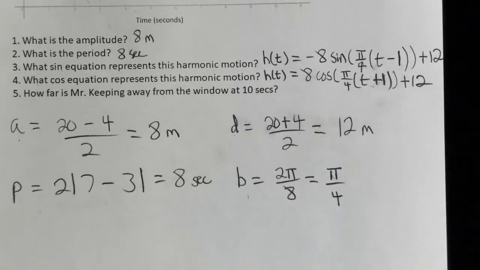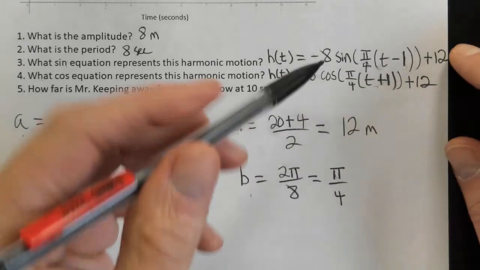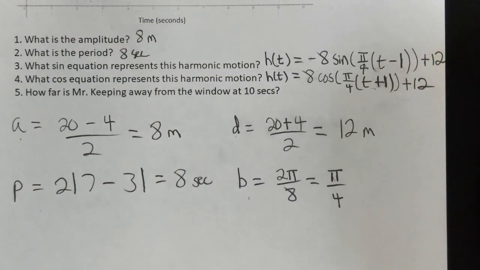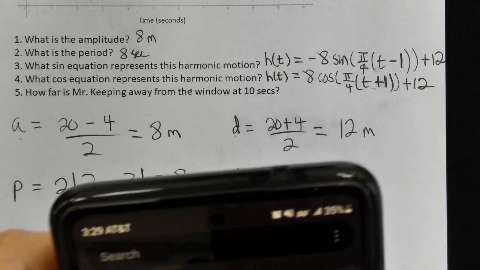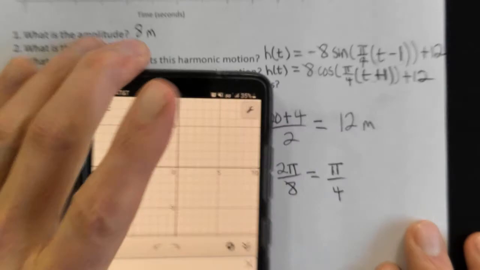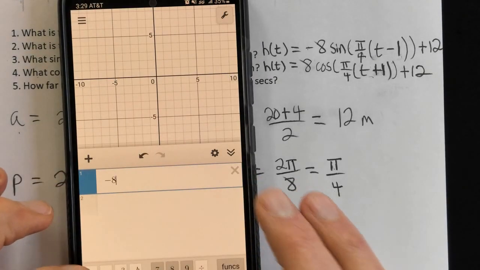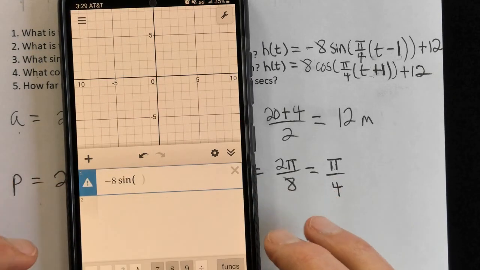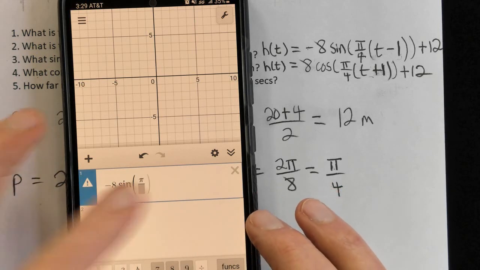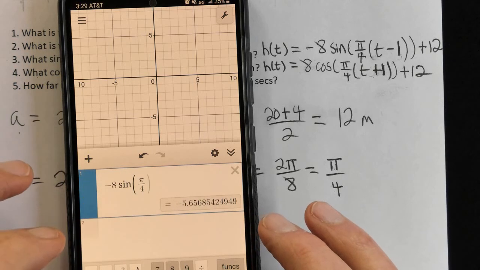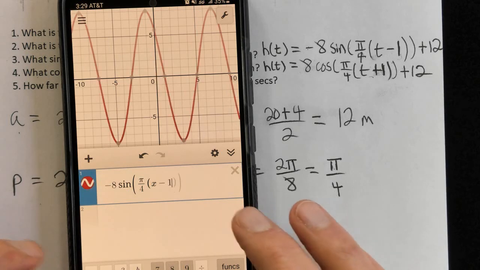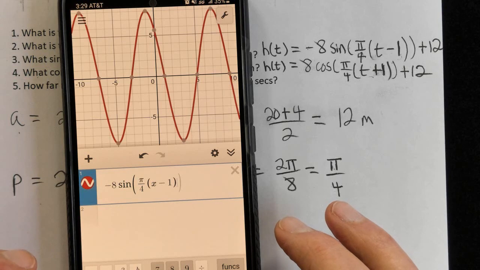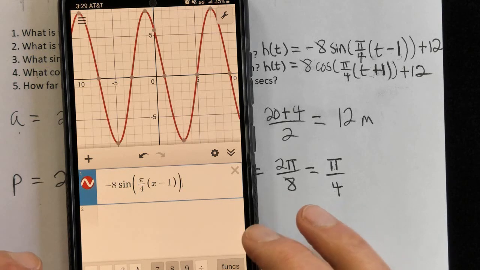Let me see, what else we got here? Before we move on, let's graph these two and make sure these are indeed the right equations that work for us. So we'll go back into our Desmos calculator and type it in. The first one, -8, function is sine, and it's going to be pi over 4. We need another set of parentheses, we need an x, and we need -1, and we need a close parentheses. We need a close parentheses again, and we need a plus 12.